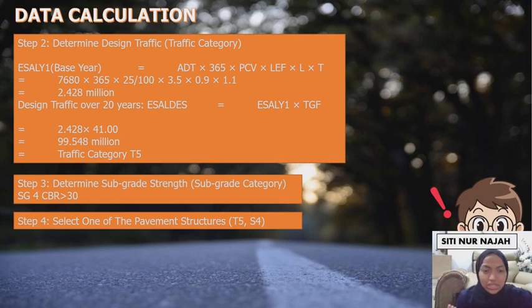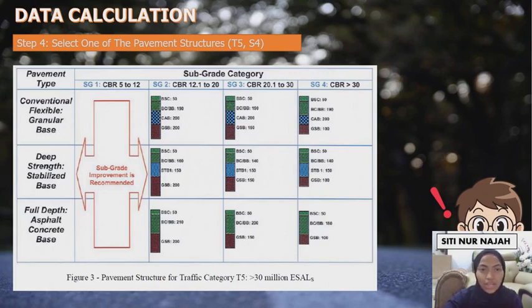Step 3 is to determine the subgrade strength. Because the CBR is more than 30, the subgrade category is SG4. To determine the pavement structures, we need to look at the tables. By using this table, we can determine the pavement structure for T5 SG4, for which we are using the conventional flexible general base. We use SG4 because the CBR is more than 30, and the traffic category is T5 because it is more than 30 million SL.